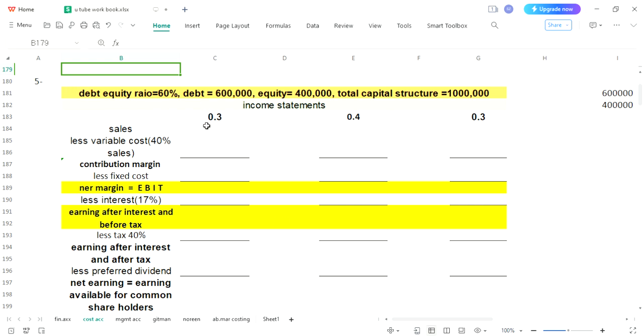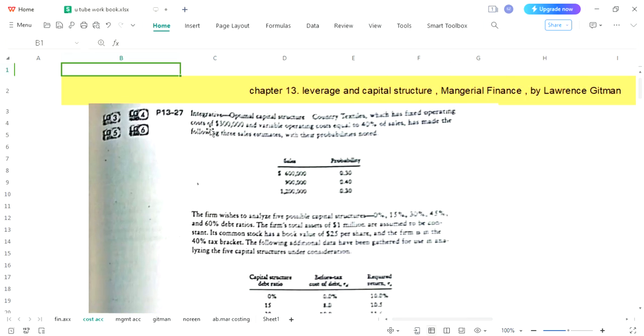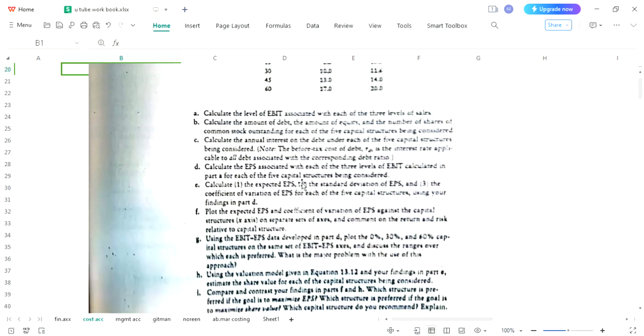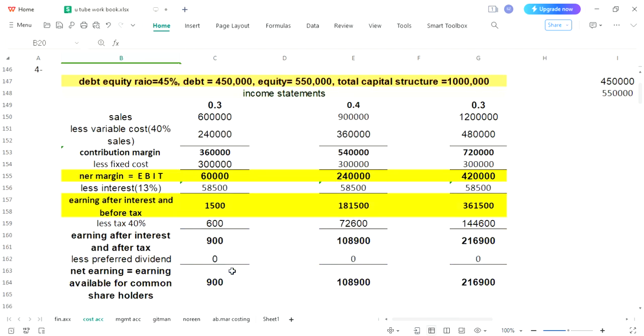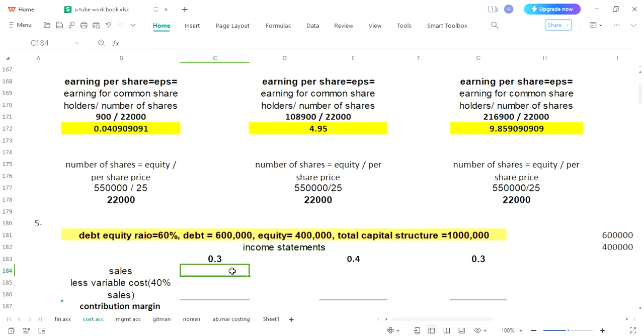Now we will see how much the sales are for the fifth part, and you can see that the first sale for point 30 is 6 lakh. Since we are calculating the fifth part, the first sales is, I forgot, 6 lakh, and you will put the amount of sales over here, 6 lakh. After which we are open to calculate variable cost, which is 40% of sales. Amount of sales 6 lakh, and you will calculate 40% to have our variable cost.